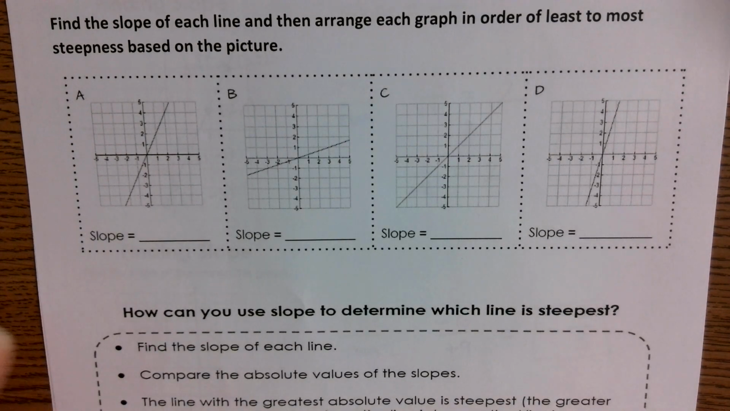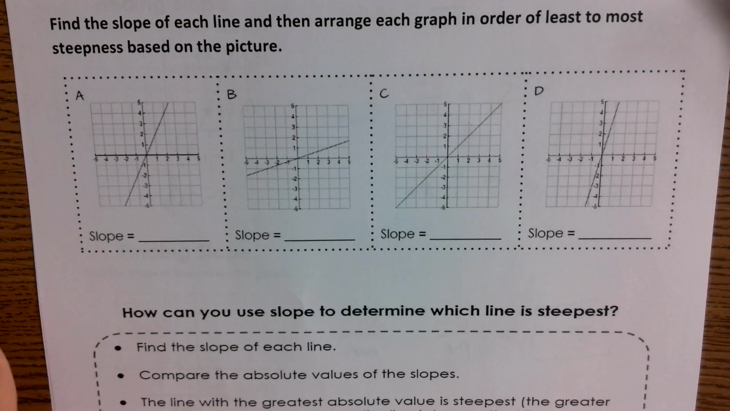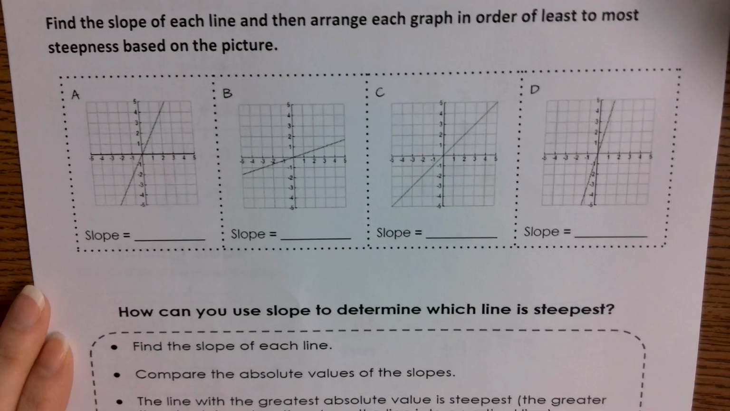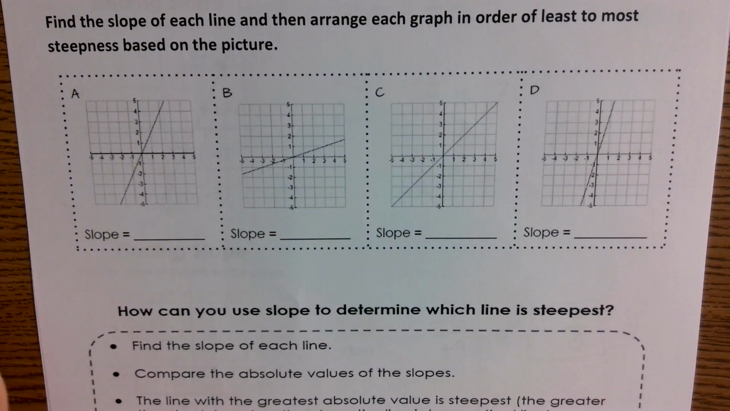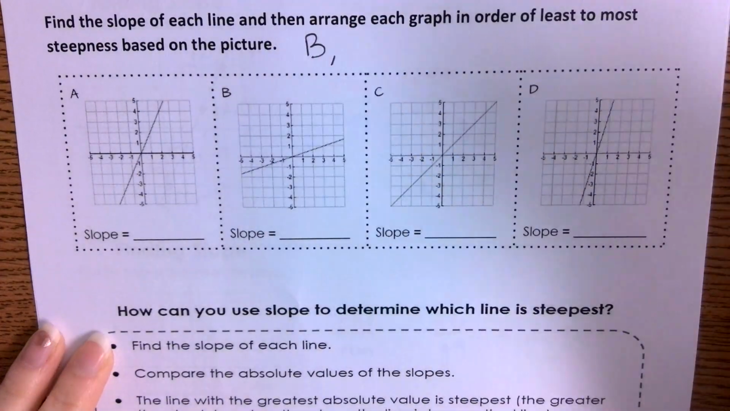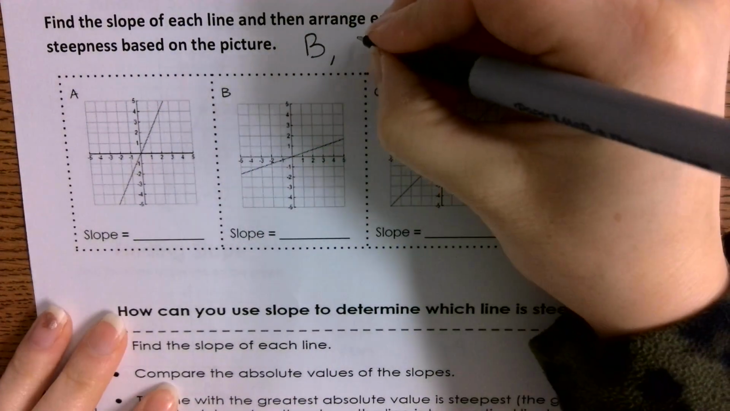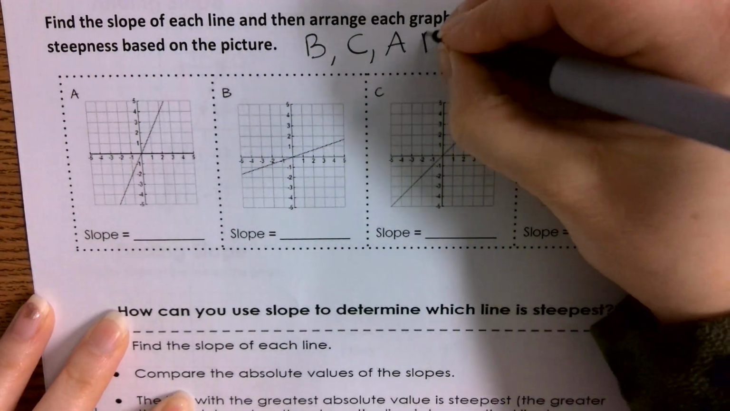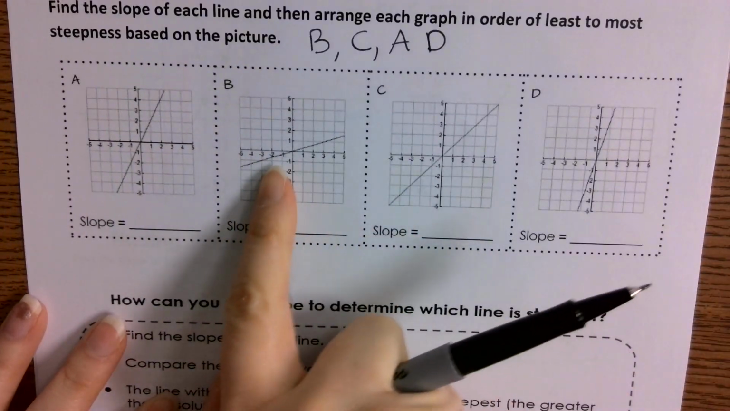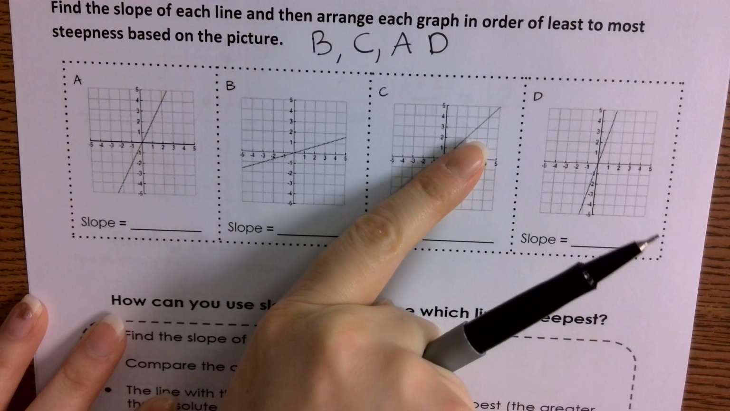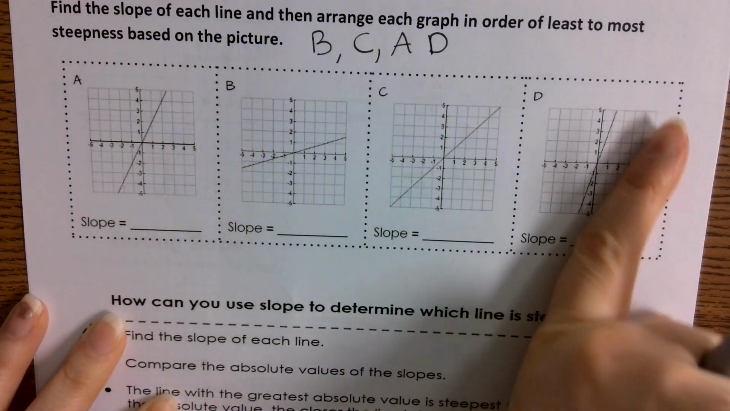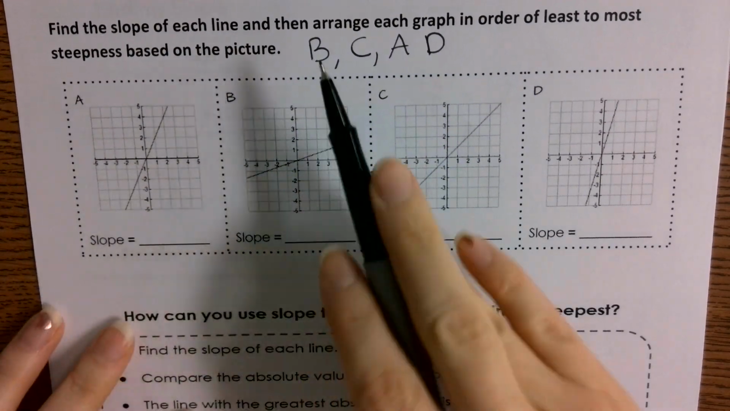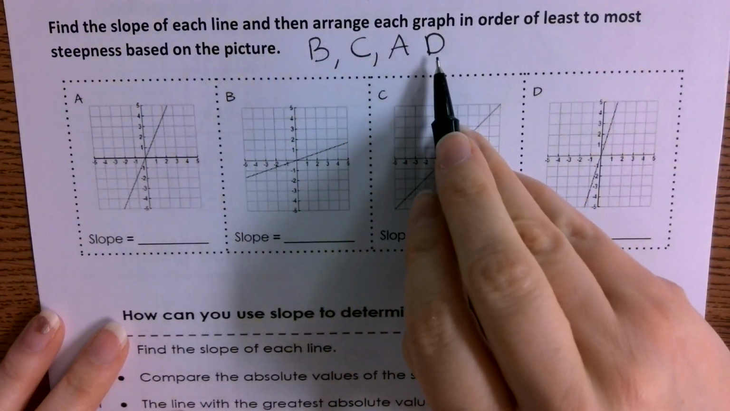All right. Ashley, what did your group decide was the arrangement for steepness? Which one was the least steep graph? B, okay, so B is the one that has the least amount of steepness. Then which one? C, okay, followed by A, and then we end with D. Okay, so we can see the progression. So B, then it starts to move upward a little bit to C, upward a little bit more to A, and then up even more to D. Okay, so those are our least steep range to our most steep.